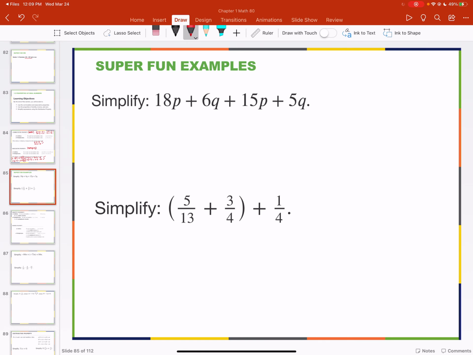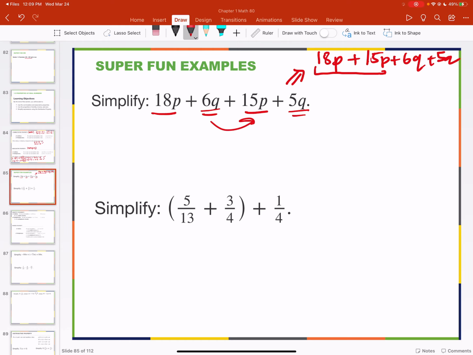Let's do some more examples. Say you have 18p plus 6q plus 15p plus 5q. I can use the commutative property, and some of these properties you can just start doing in your mind without writing them out. I switch these two, then group the two p terms together, the like terms. This becomes 33p. 6q plus 5q is 11q, and that's it.